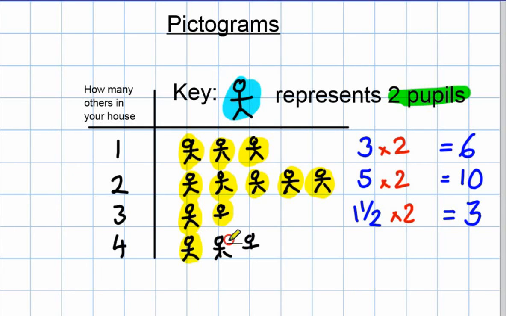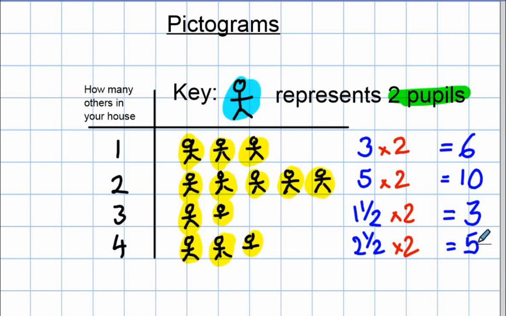And then finally, how many pupils lived in a house with 4 others? Well, I've got 1, 2 full stick men and another half one. So it's 2 1/2 stick men, and each stick man represents 2. 2 1/2 times 2 is 5. So there were 5 pupils that lived in a house with 4 others.